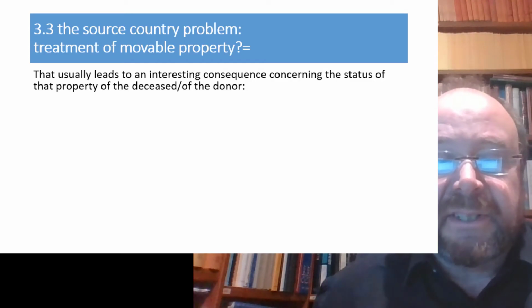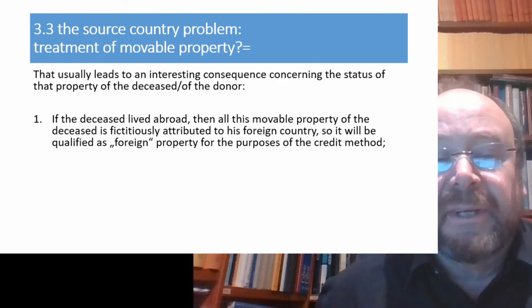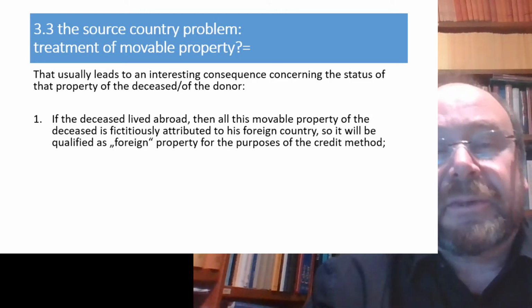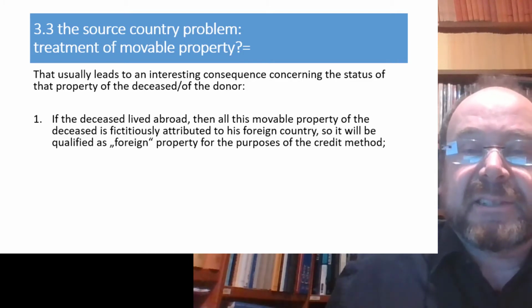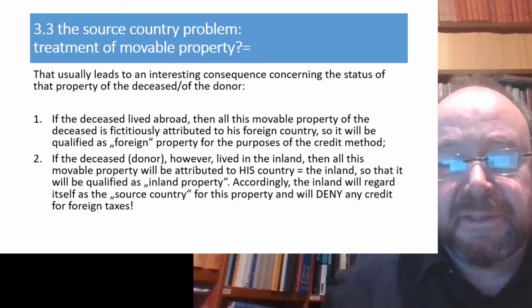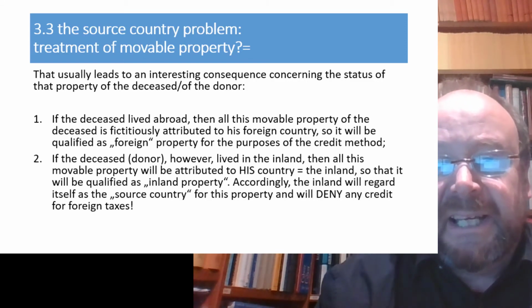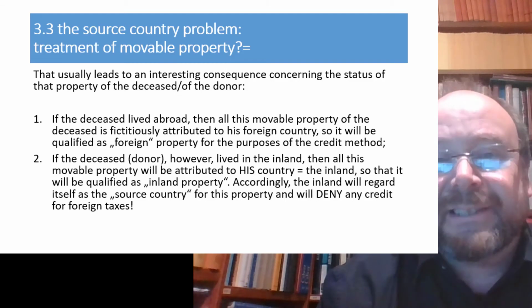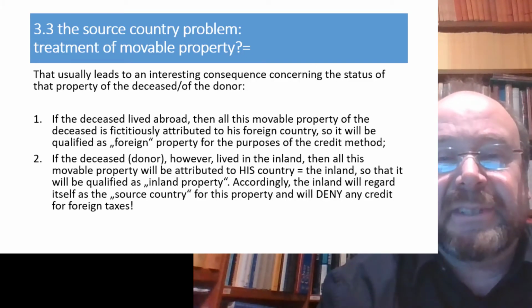Now, that leads to an interesting consequence concerning the status of that property, because if the deceased lived abroad, then his movable property belonged to the foreign resident, so it is foreign property. And so it can qualify for a tax credit for foreign property. Now, if the deceased, however, lived in the inland, then all his movable property is inland property, because it will be attributed to the residence of the deceased, and the residence was in the inland.